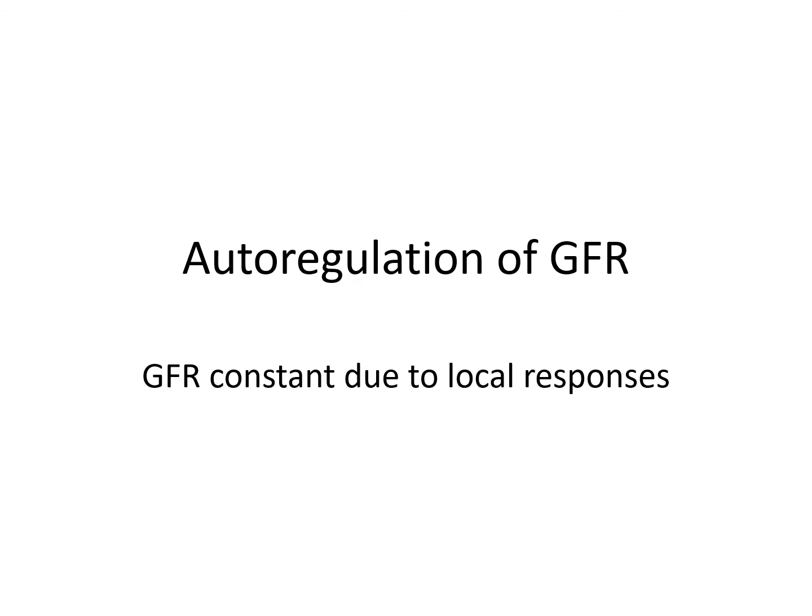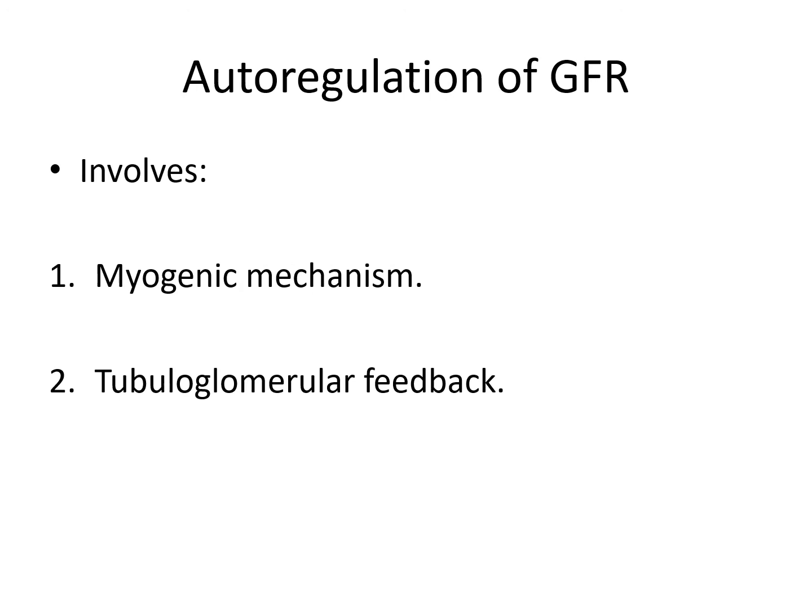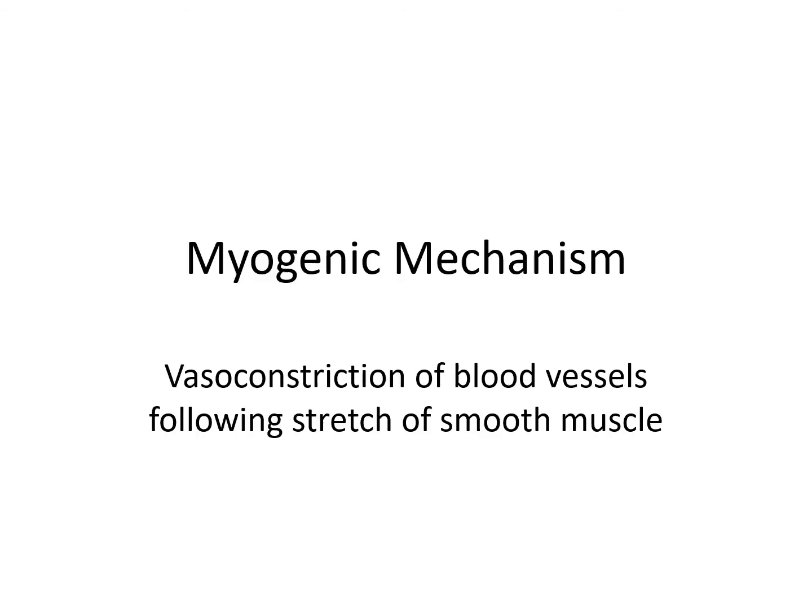Now, autoregulation of the glomerular filtration rate is due to the local responses that we just discussed. And it involves two different processes. One is called the myogenic mechanism. From this name, you can get an idea as to smooth muscle. And the other is tubuloglomerular feedback. Okay, let's look at the myogenic mechanism first. This involves vasoconstriction of the blood vessels following stretch of a smooth muscle. So if you stretch a smooth muscle, in response, it will constrict.